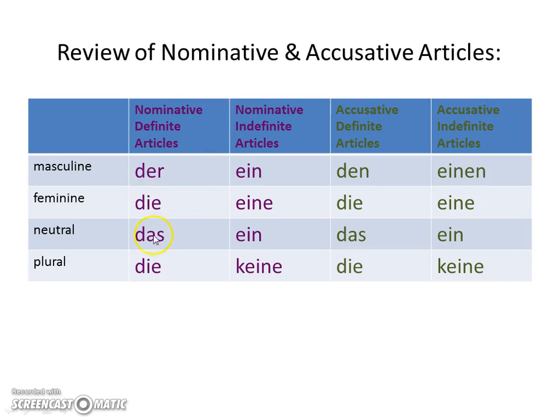Remember, all these words that start with D are words for the, and words that start with EI are words for a or an. And keine means no or none of. Like I want no pieces of chocolate. I want no glasses of lemonade.